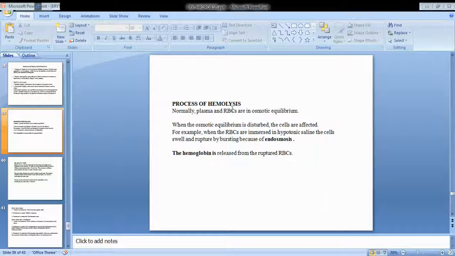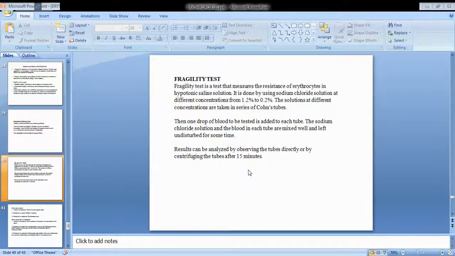So what are hemolysins? And what is the process of hemolysis? Normally, plasma and RBCs are in osmotic equilibrium; the RBCs are suspended in the plasma and they have an equilibrium. When the equilibrium gets disturbed, that is, if the RBCs are suddenly suspended in a hypotonic solution, it will undergo endosmosis, swell and break. It will lead to the rupturing of the RBC and hemoglobin will be released. Okay, so that is hemolysis.